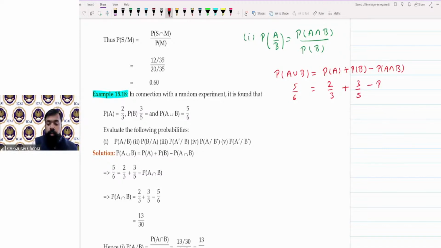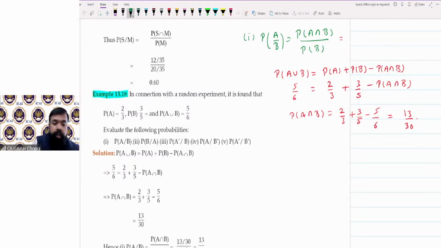Now, as per this formula, we have 3 values. So write down all the possible values. So we are getting A intersection B equal to 2 by 3 plus 3 by 5 minus 5 by 6. From here, you can take the LCM and you get 13 upon 30. This is A intersection B. So first of all, we have computed A intersection B.